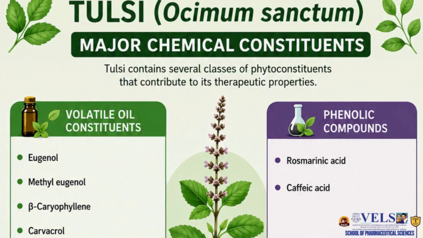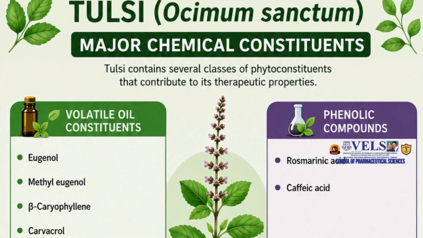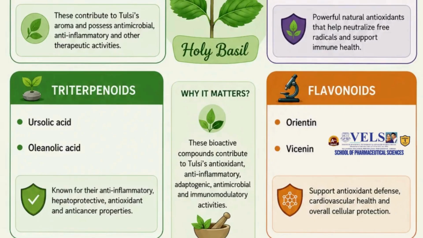Tulsi also contains phenolic compounds, particularly rosmarinic acid and caffeic acid, known for their antioxidant properties. Among the triterpenoids, ursolic acid and oleanolic acid are important constituents associated with antioxidant and anti-inflammatory activities. Finally, important flavonoids, including orientin and vicenin, are also present. Together, these bioactive constituents contribute to the diverse pharmacological potential of Tulsi.